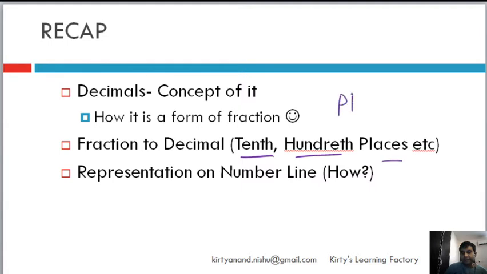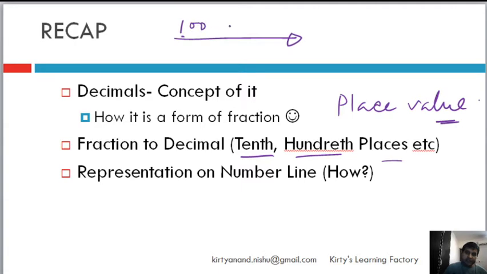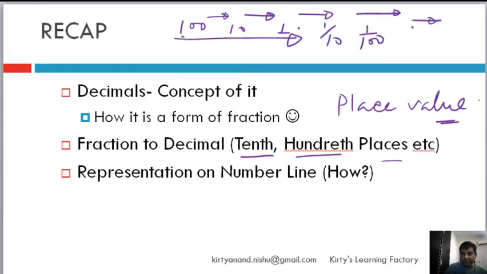If you remember, we learned the concept of place values after the decimal, and we saw that every time you move from right to left, the place value gets reduced by a factor of 10. So if the place value here is 100, the next one will be 10, the next one will be 1, then there is the decimal, then the next place value will be 1 by 10, then 1 by 100, 1 by 1000. Similarly, if you move in this direction, it will continue to increase by a multiple of 10.